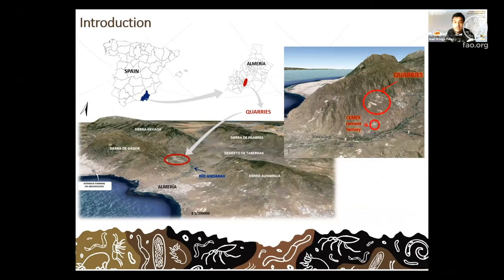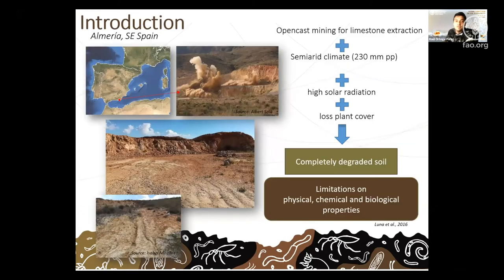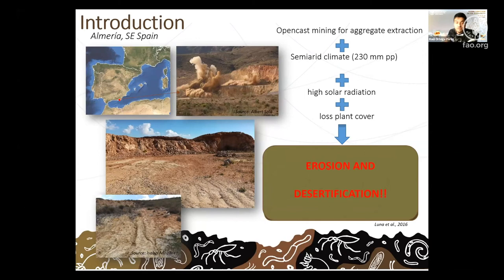Our study area is located in the southeast of Spain, in the province of Almeria, and we have worked in a limestone extraction quarry where the ecosystem is totally degraded by mining activities. The climatic conditions are extreme: only 230 millimeters of annual precipitation, high solar radiation, and completely degraded soils without organic matter, structure, and very fragile, where erosion processes and desertification can occur, as we can see in the picture.